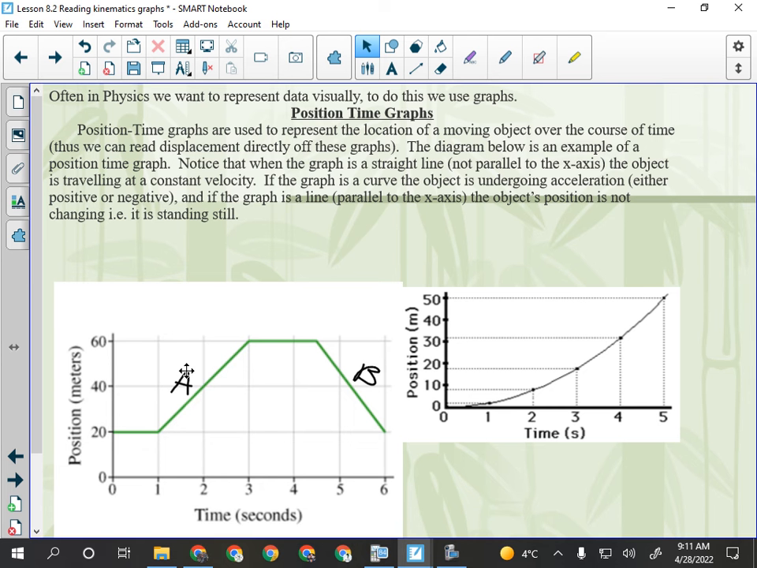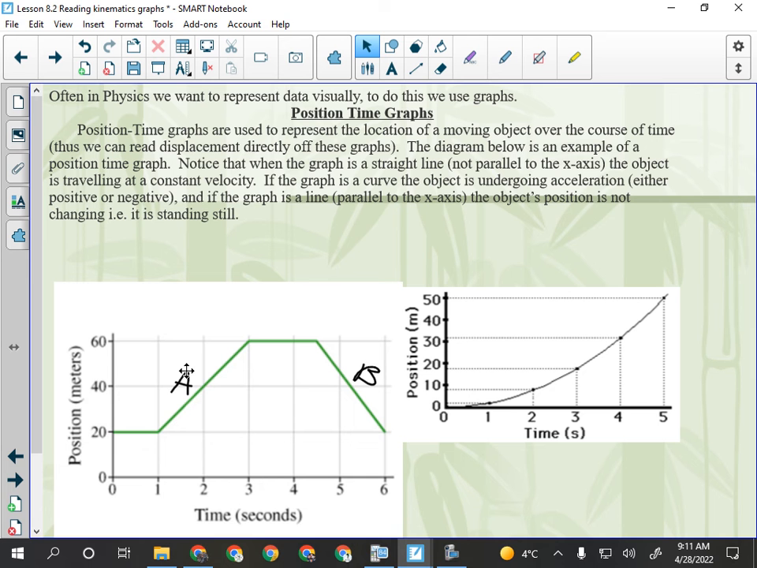B. How do you know? Because the length it goes from increasing and stopping is longer on the A. Yeah, from 1 to 3 seconds, it changes its position by 40 meters, but that takes 2 seconds. Okay, here, it changes its position again by 40 meters, but it only takes 1.5 seconds.